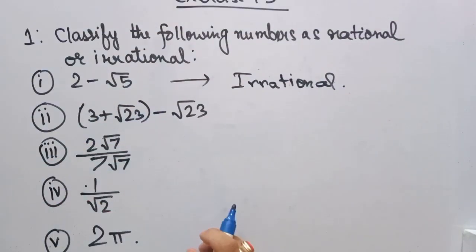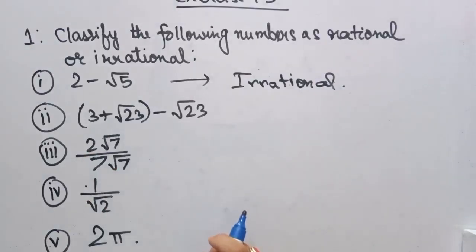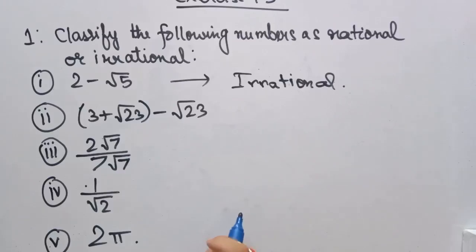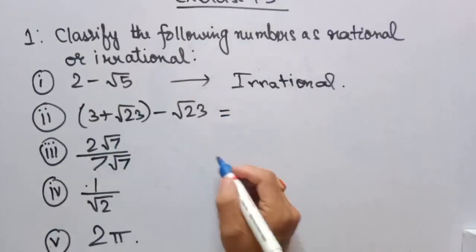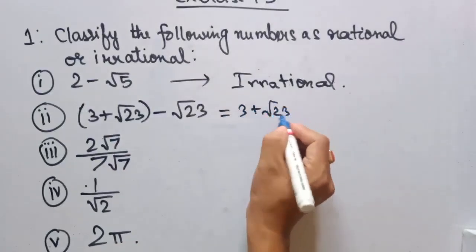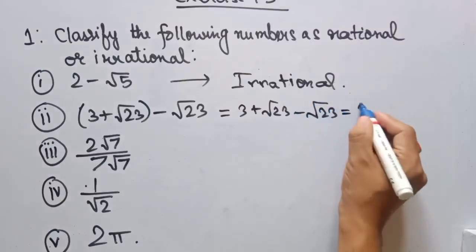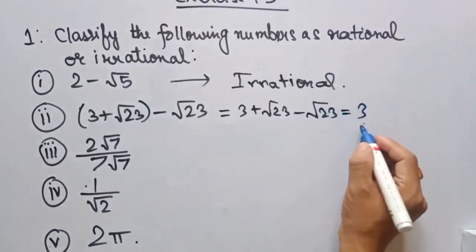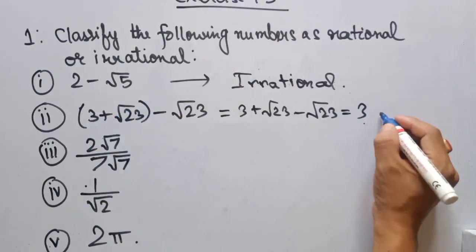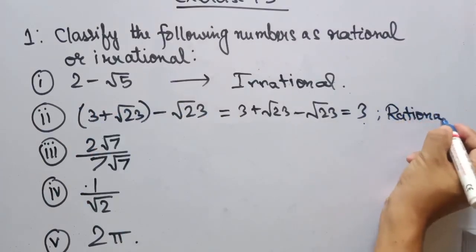Moving on to the next question, Roman number 2, 3 plus root 23 minus root 23. This will give us 3 plus root 23, opening the bracket, minus root 23, equal to 3. 3 is a rational number, so the whole number will be a rational number.